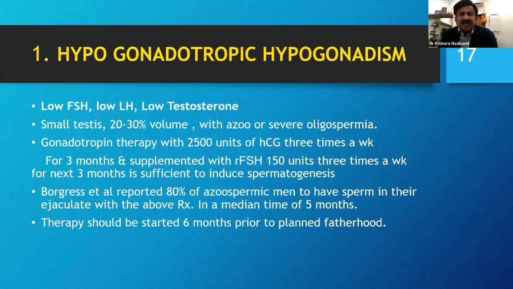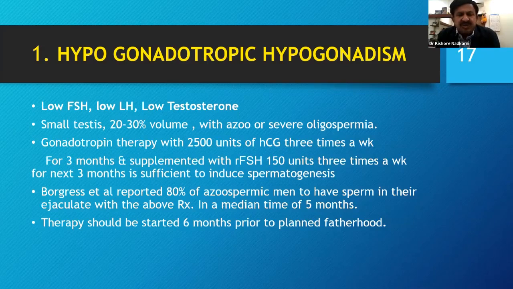And here the treatment is actually of two types. One is for steroidogenesis and the other is for spermatogenesis. I'm going to tell you the treatment that we give for spermatogenesis. We give gonadotropin therapy with HCG 2000 units 3 times a week for 6 months. And at the end of 3 months, we supplement it with rec FSH 150 units 3 times a week for the later 3 months. And this is good enough to induce spermatogenesis in many patients.